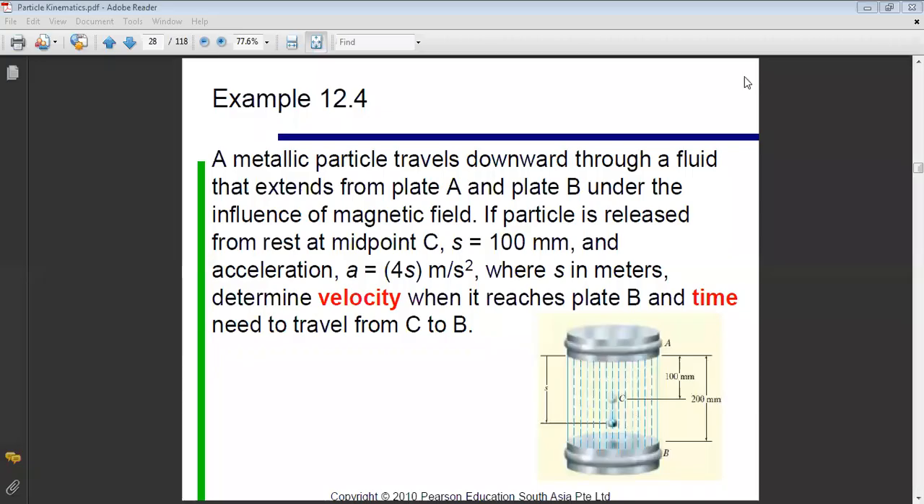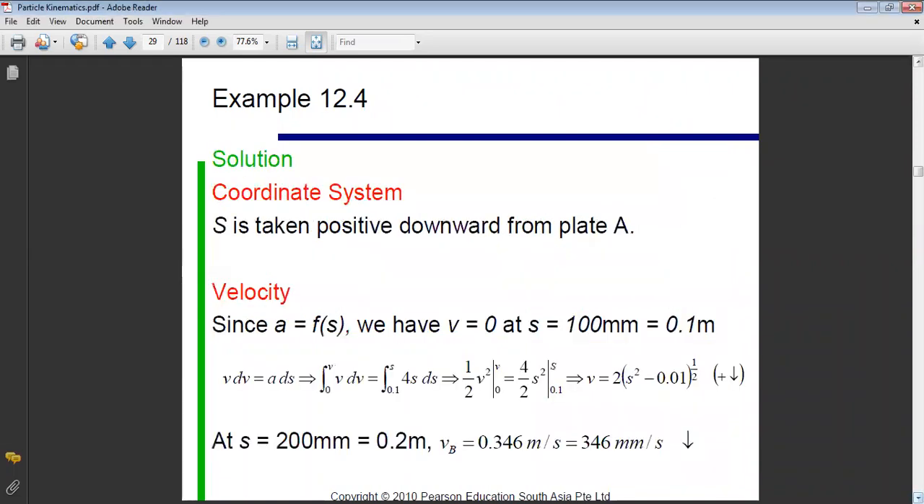Last time we started with the following problem. We have a particle traveling from C to B, and they gave us that A is a function of S. Last time we did the first part and found the velocity expression. Since A is a given function of S, we used the relation that is independent of time, A ds equals V dv, and we integrated. We did this together and obtained velocity as a function of S.